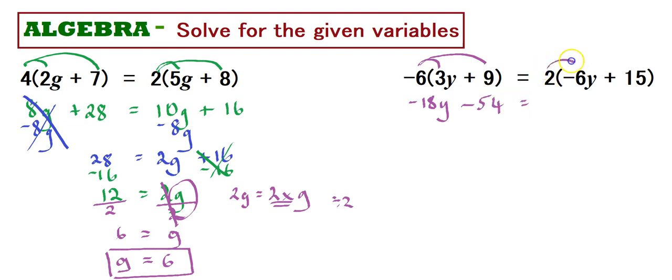And on the other side, we have 2 times negative 6. So again, negative times a positive. That will be a negative. So 2 times 6 is 12y. And then 2 times positive 15 is positive 30. And now we can solve. So let's start doing that.